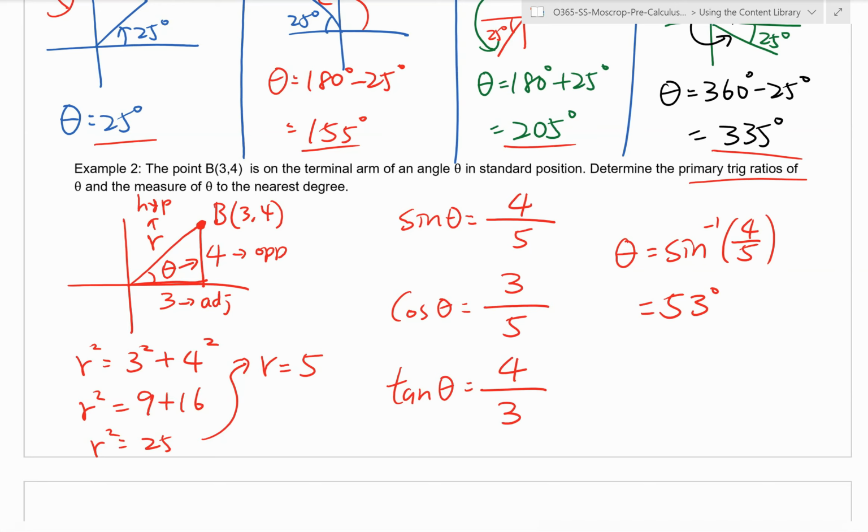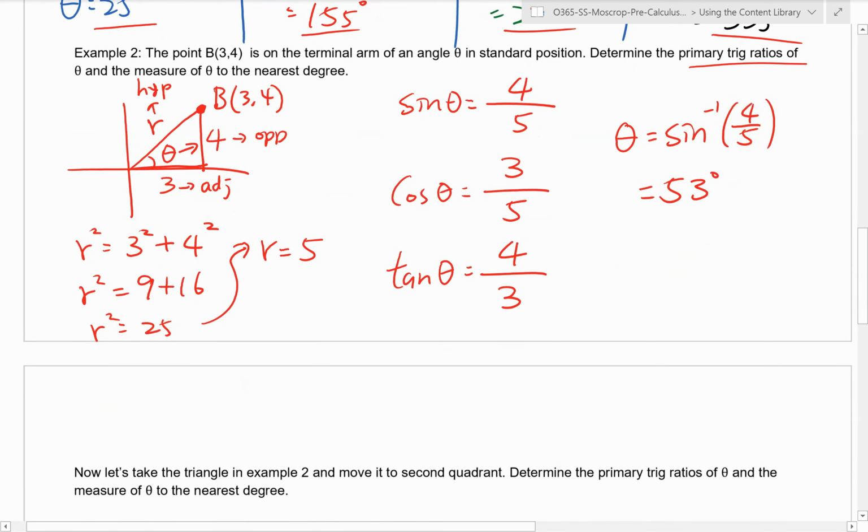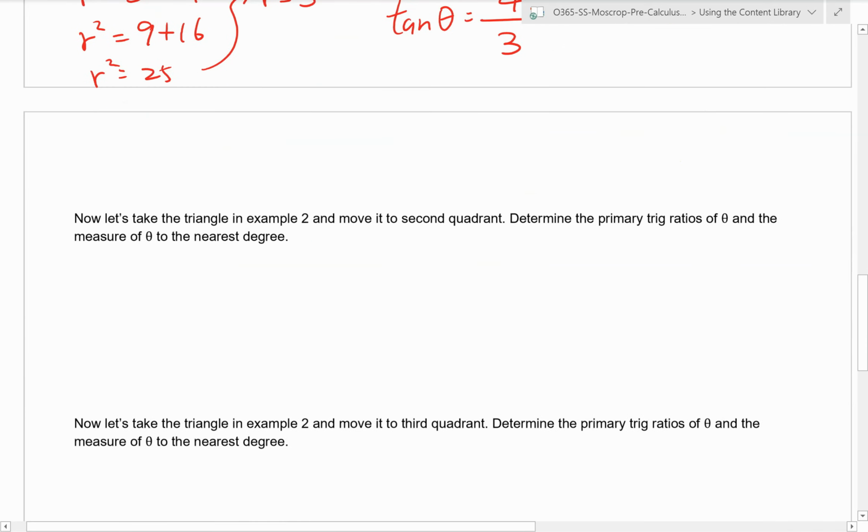Now we are going to take this information to the second example, and we're going to learn something new here, okay? It says, now take the triangle in example 2 and move it to the second quadrant. Determine the primary trig ratios of theta and the measure of theta to the nearest degree. So we're going to take this triangle right here and rotate it, move it to the second quadrant. I'll show you. It will look like this.